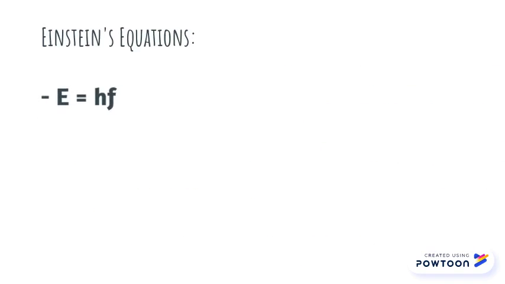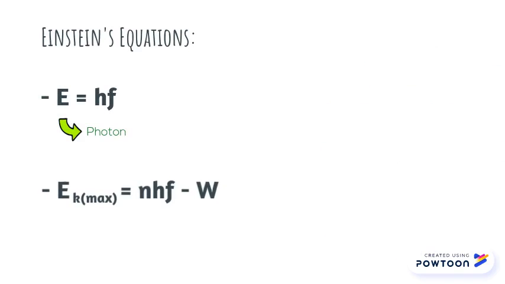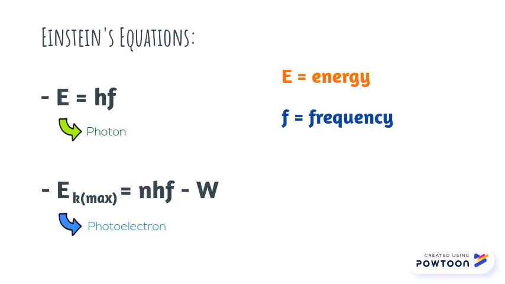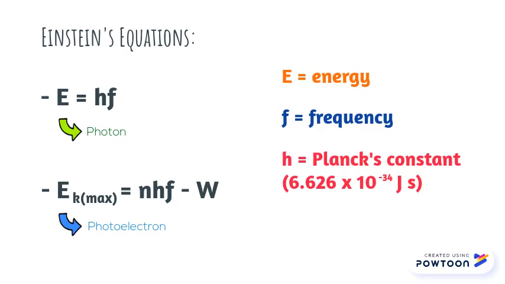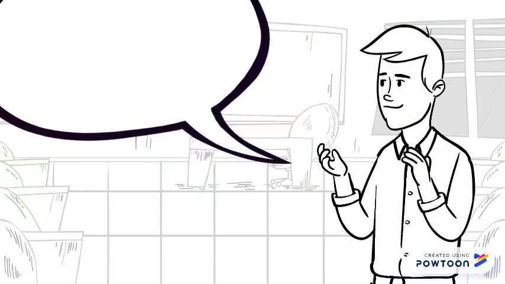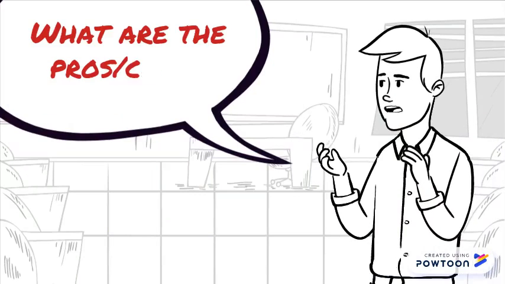Einstein also derived equations to find the energy of a photon and the maximum kinetic energy of a photoelectron, where E equals the energy, f equals the frequency of the light, h equals Planck's constant, this number, and W equals the work function, the minimal energy required to eject an electron from the metal or material. So, what are the pros and cons to this explanation?